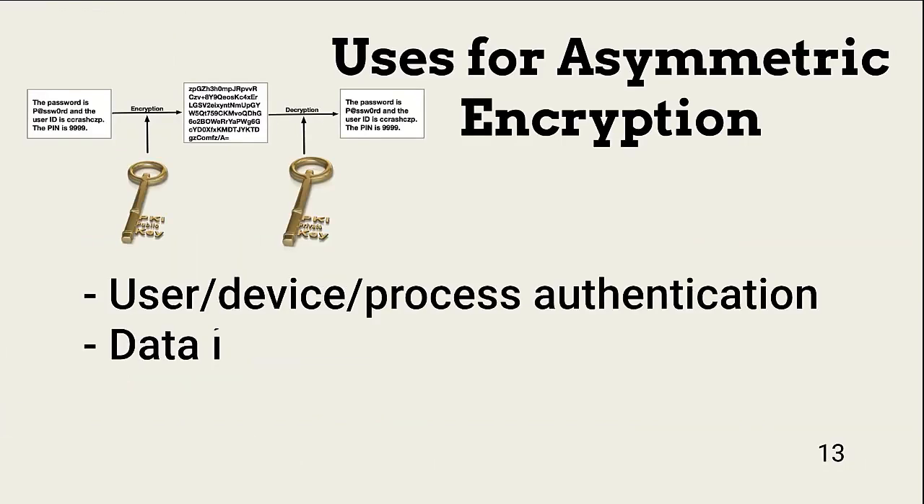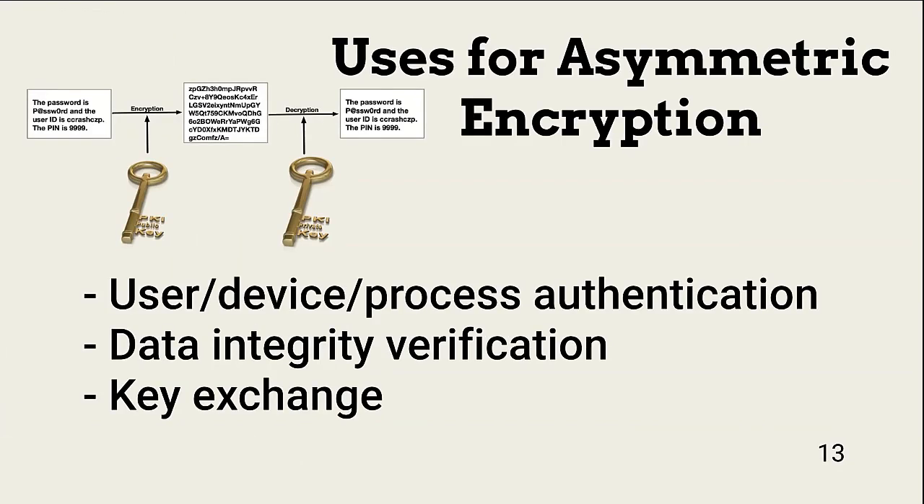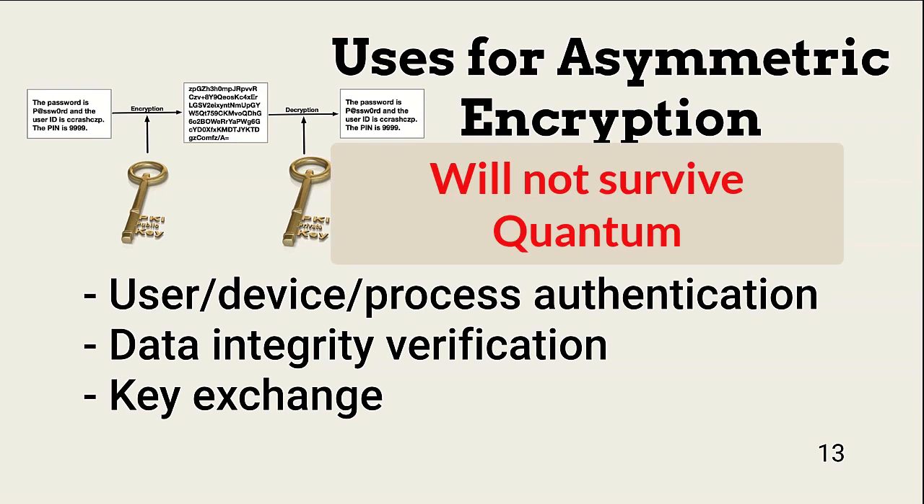Asymmetric encryption is slower than symmetric encryption. Consequently, it's not often used for encrypting data at rest or for system-to-system secure connections. It's most often used for user-device process authentication, data integrity verification, and exchanging keys. While symmetric encryption is resistant to quantum computing, current asymmetric encryption approaches will not survive when quantum computing reaches acceptable performance and stability levels.